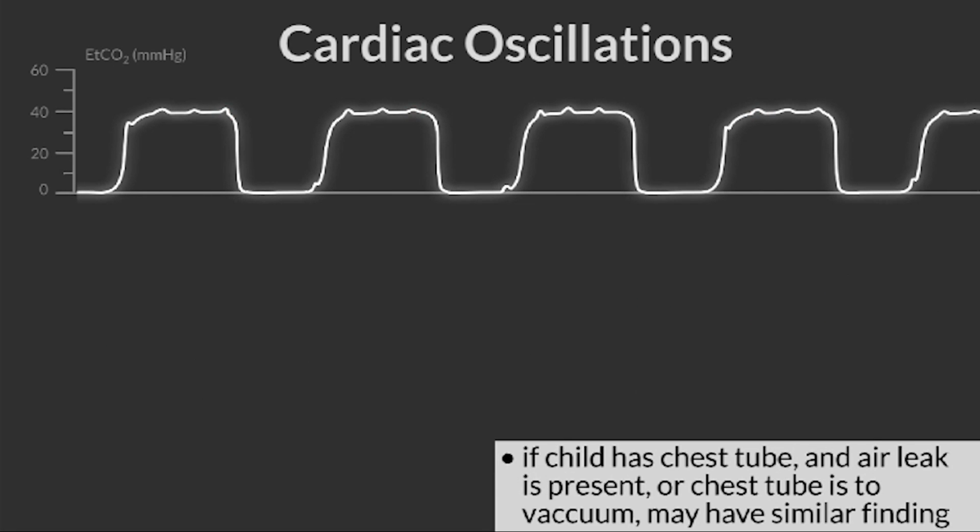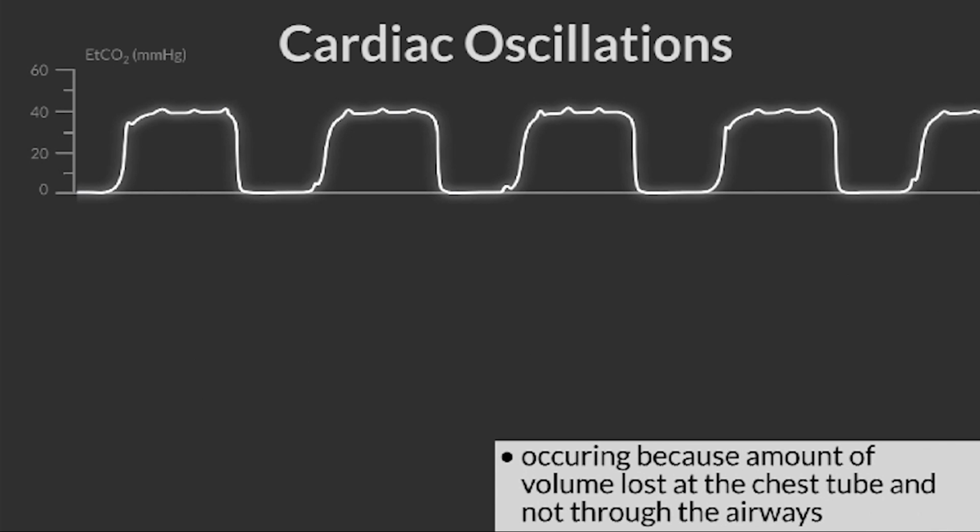If the child has a chest tube, especially if active air leak is present, or if the chest tube is to vacuum, then you may have a similar finding on the capnogram that will be occurring because of the amount of volume that's being bled out the chest tube and not through the airways.